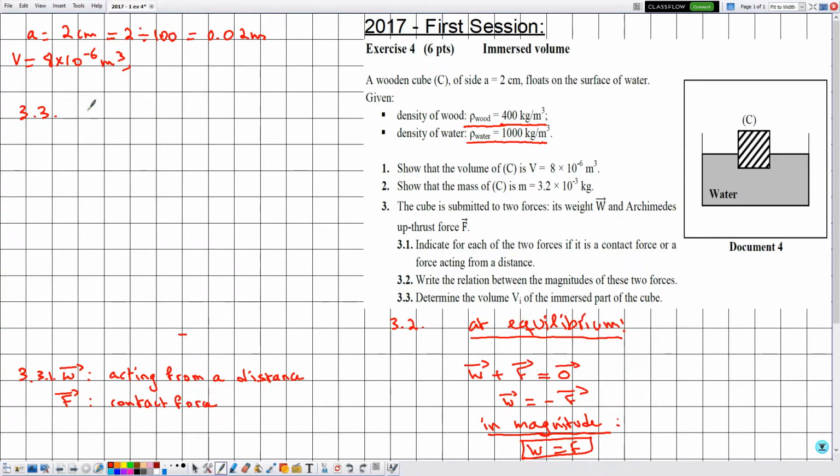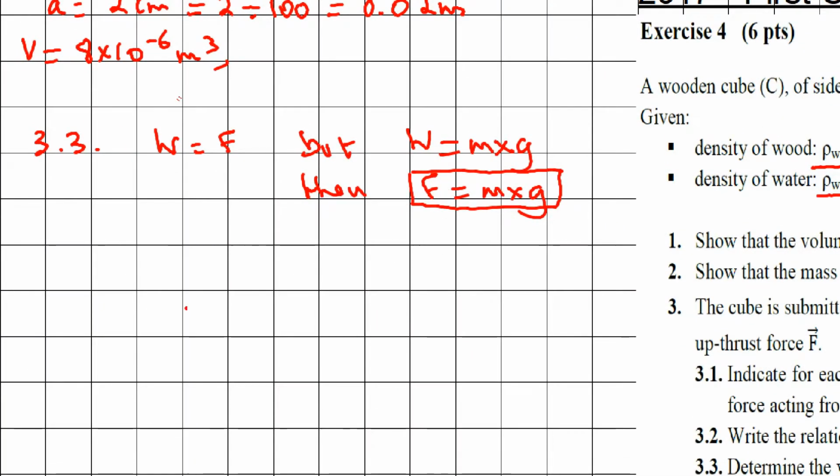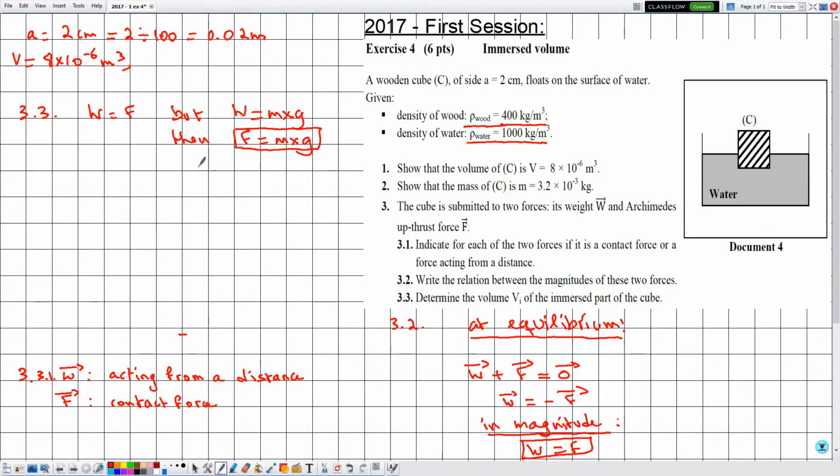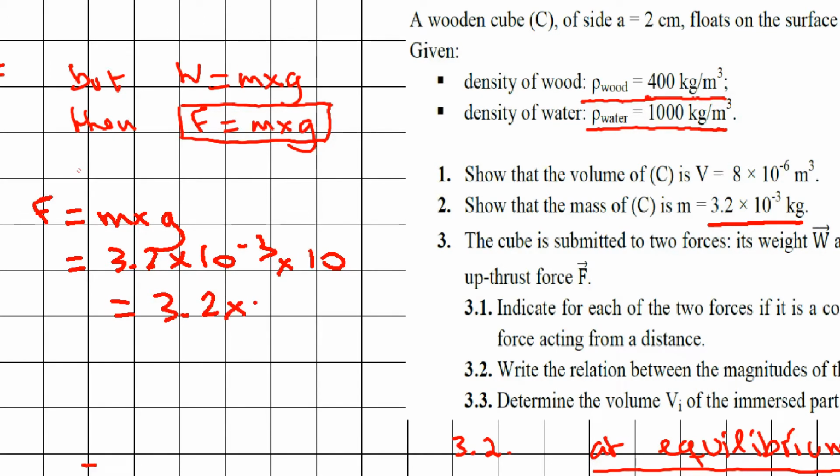So we know that in magnitude W is equal to F, but the value of W is given by M multiplied by G. Then the value of F is given by M times G. So here we cannot determine explicitly the magnitude of F, so we cannot say that F is equal to M times G, which is equal to 3.2 times 10 to the power minus 3 times 10, so F is equal to 3.2 times 10 to the power minus 2 newtons.